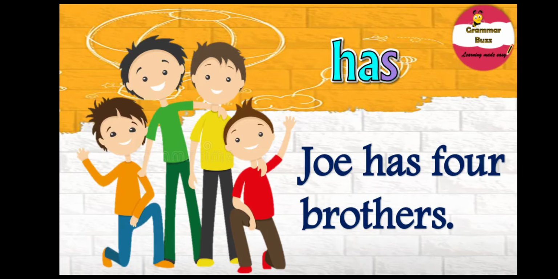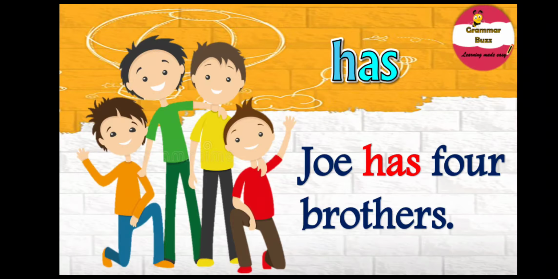As we already know, we need a verb in order to make a sentence meaningful. We cannot have a sentence without a verb. So, which is the verb here? Can you tell me? It is has. Has is the verb that shows possession or belonging. So has is a have verb. It tells us that Joe has 4 brothers.